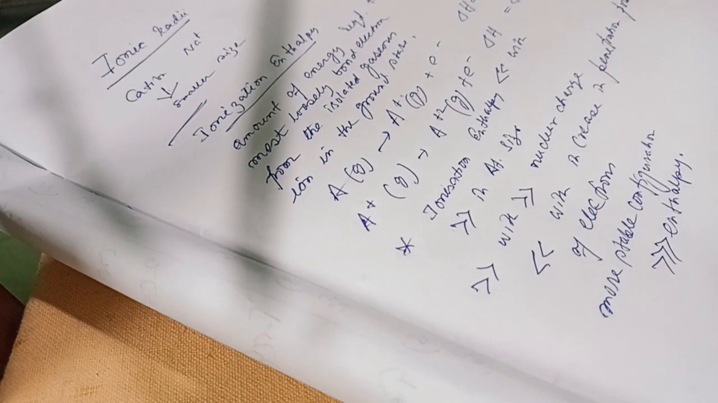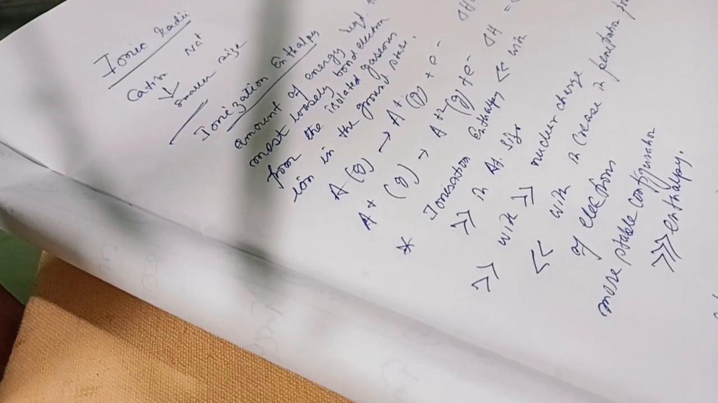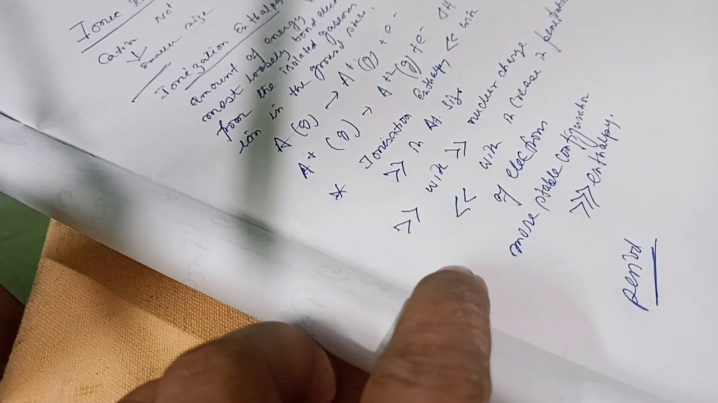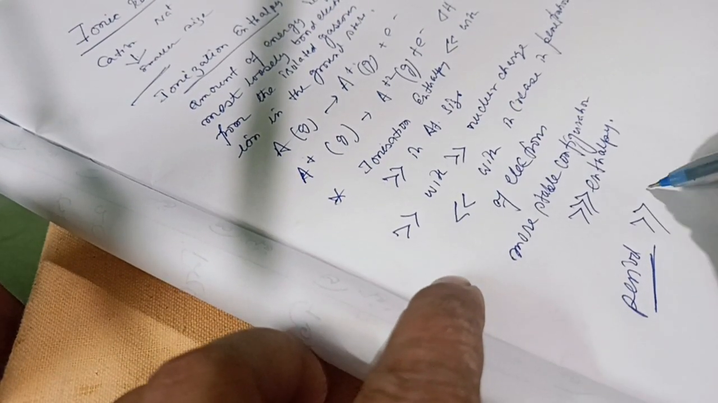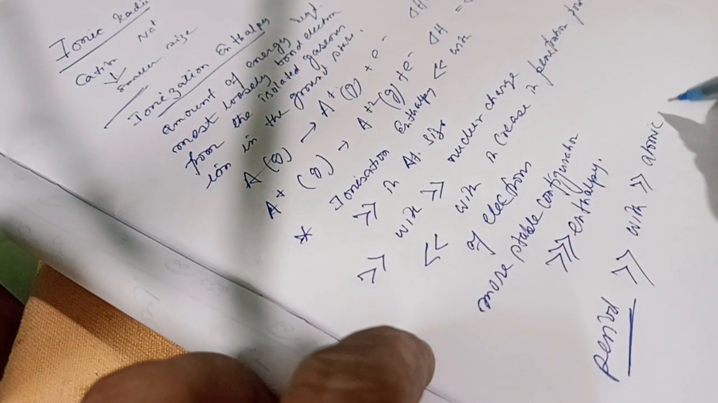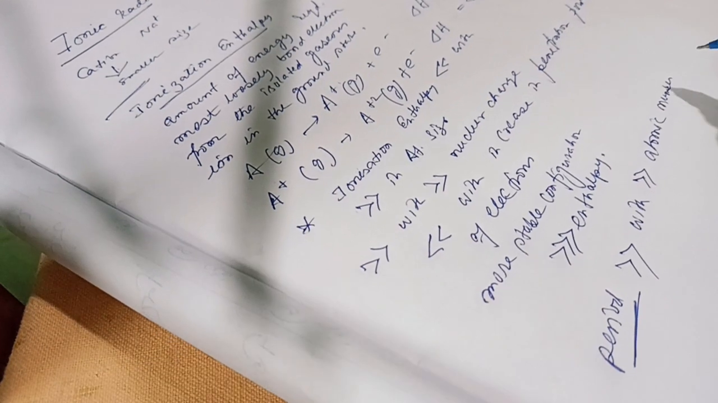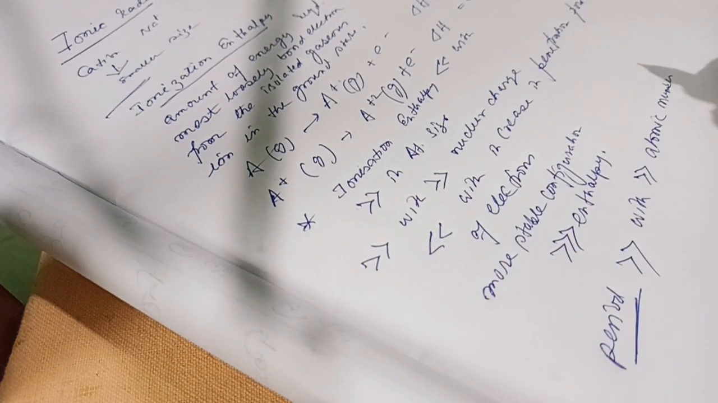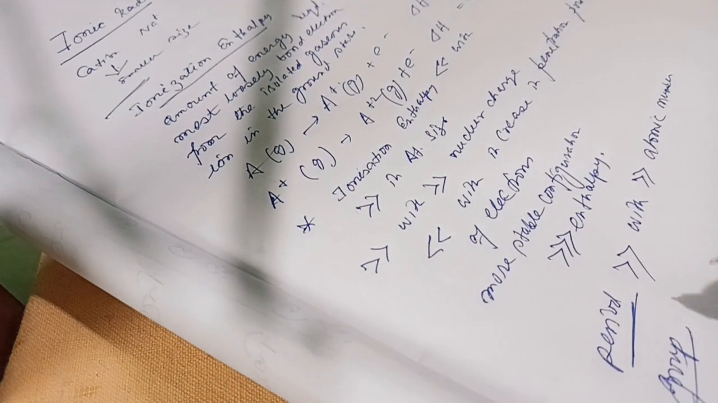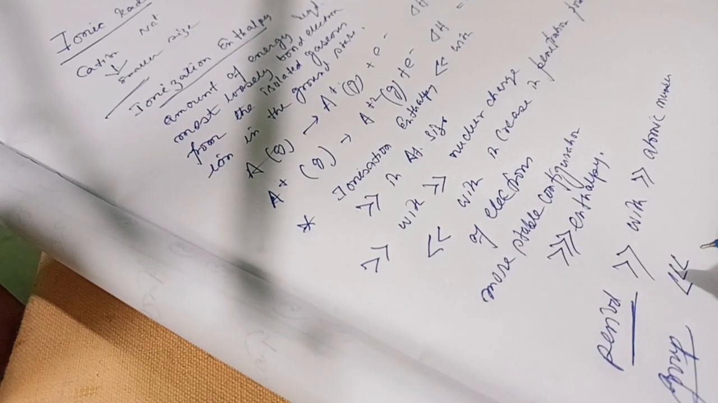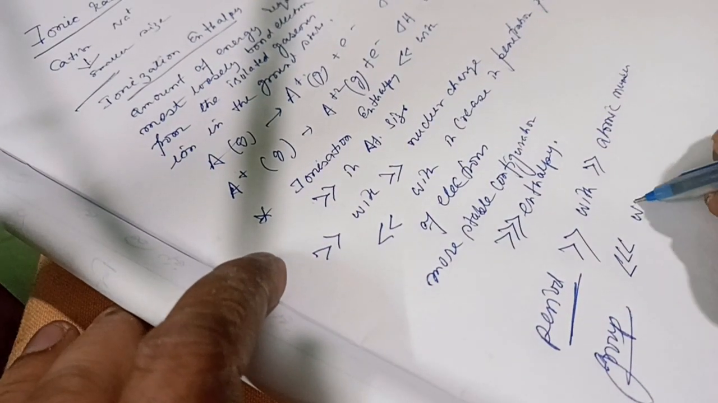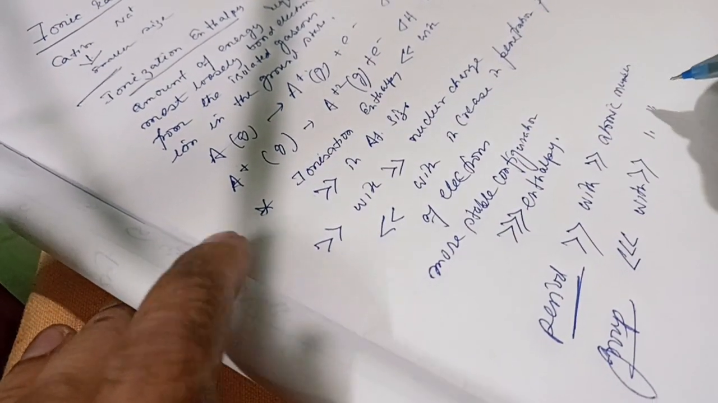Variation across a period. In a period, what is the trend of variation? It increases with increase in atomic number. Variation in a group: it decreases with increase in atomic number.